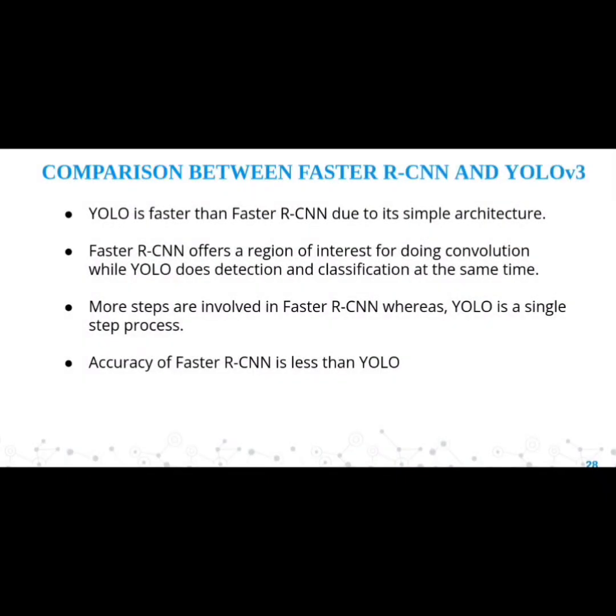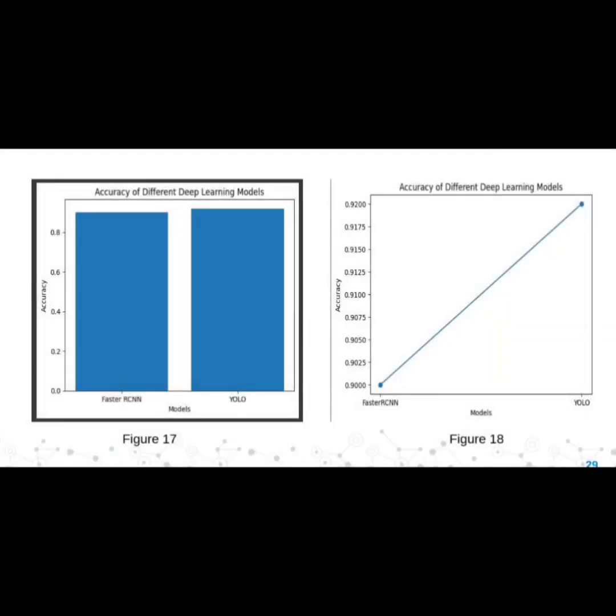Comparison between Faster RCNN and YOLO. After comparing the two models, we found YOLO is faster than RCNN. Also, the accuracy of YOLO V3 is 92% and that of Faster RCNN is 90%. These are the graphs. As you can see, the process of YOLO.